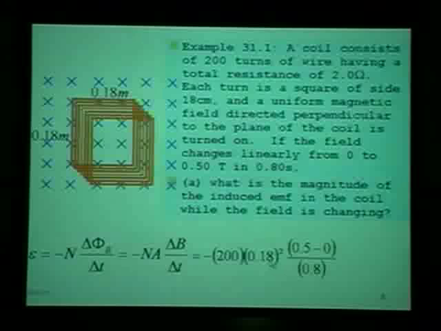The area of that coil is going to be 0.18 meters on the side. This is a square. And our final magnetic field is 0.5. Our initial magnetic field was 0. And we did it all in 0.8 seconds. So this will induce a negative 4.1 volts, or a magnitude of 4.1 volts, in that coil.